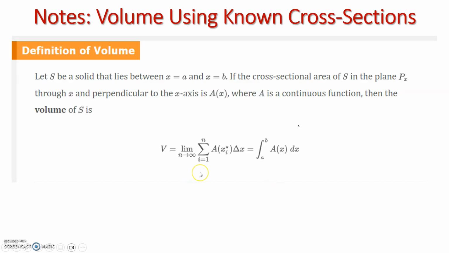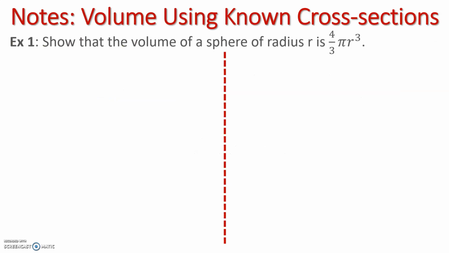Essentially what this is saying is that we can find the volume by slicing the three-dimensional shape into cross sections and accumulating the areas across the space. Let's take a look. Example 1. Show that the volume of a sphere of radius r is 4/3 pi r cubed.